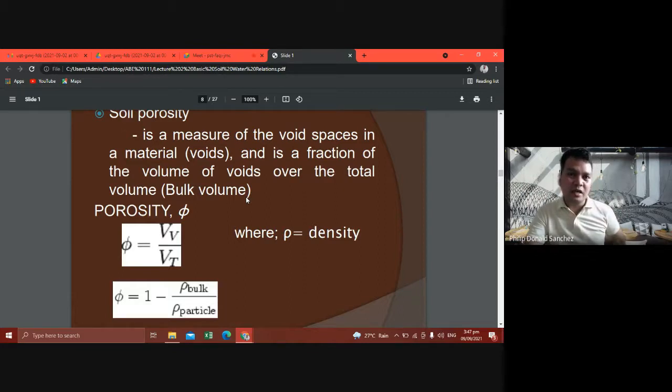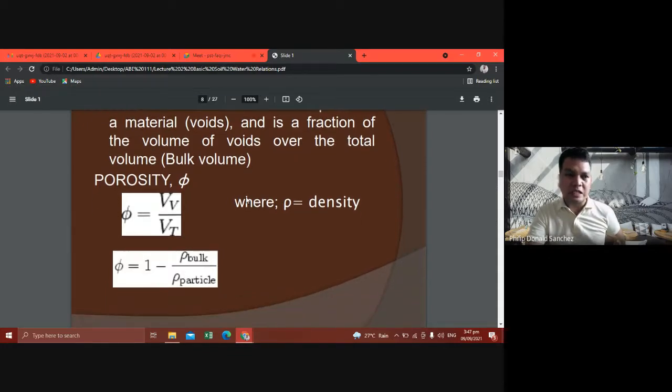Or we can also calculate porosity in terms of 100% or 1, and then you subtract the ratio between the bulk and the particle. Why? Because it's really true that the particle itself is greater than the bulk. The bulk is just the addition of all the pores that come up. The particle is that material.